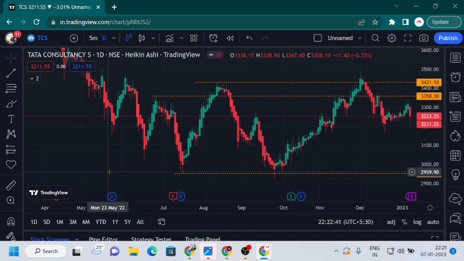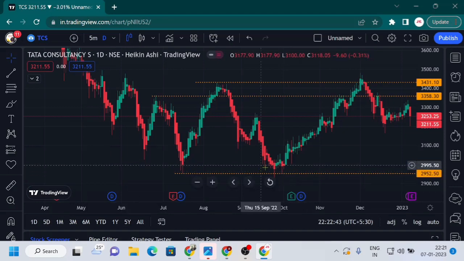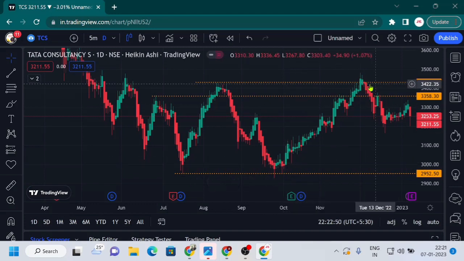Also, if you are a swing trader, now at this point you are getting a beautiful chance of entry, and if you enter, where will you keep your target? Definitely on the next resistance here.